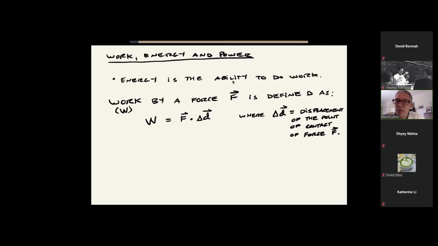This one here is called the scalar product because it outputs a scalar quantity. So work is scalar. There's no direction. Energy is scalar. Power is scalar. So there's no direction associated with any of these concepts. So this is called a scalar product because it spits out a scalar quantity, which is work. This is also called the dot product because there's a little dot there, right?